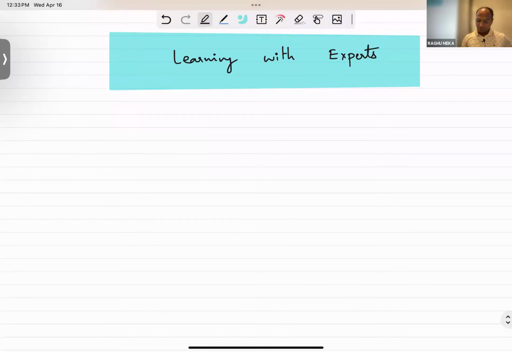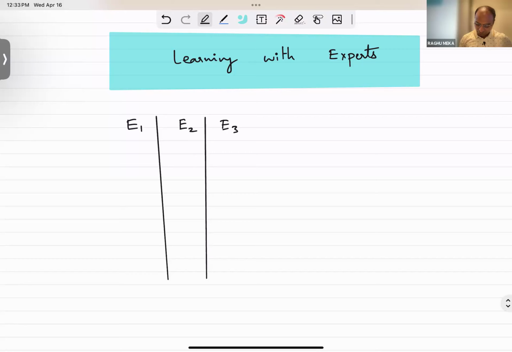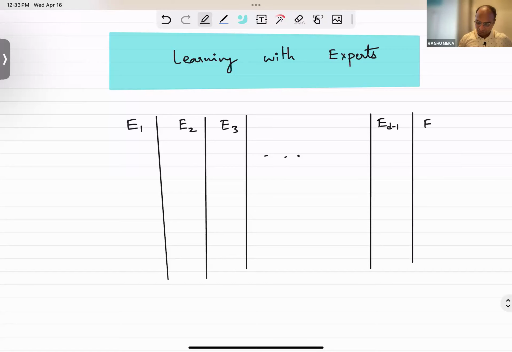And somehow I'm going to use that as my only information. And based on those predictions, I have to make a prediction. So this is the learning with experts framework, meaning we just interact with the learning task only through what some experts say. So we have a bunch of experts, E1, E2, E3, and so on. Let's think of having D experts.